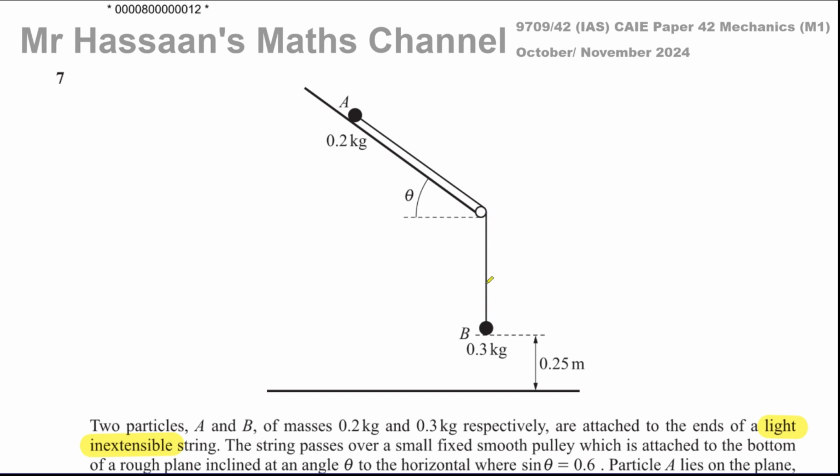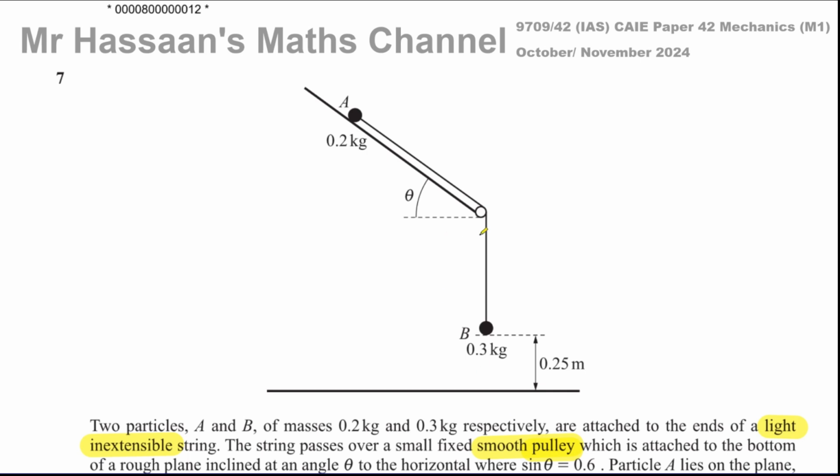So at the top here and the bottom here, the tensions are the same. For example, up here, it won't be carrying the weight of the string that's below it, just the weight of the mass below it. The weight of the string is not going to be carried by any part of the string above or below. So therefore, the tension in every section of the string is going to be the same. All right. Then it says the string passes over a small fixed smooth pulley.